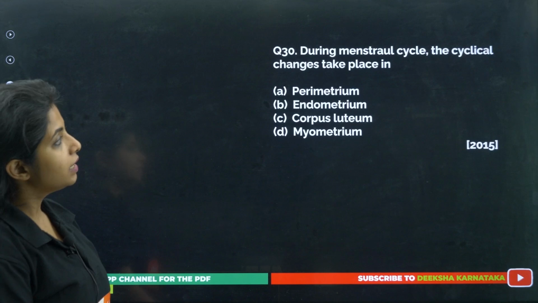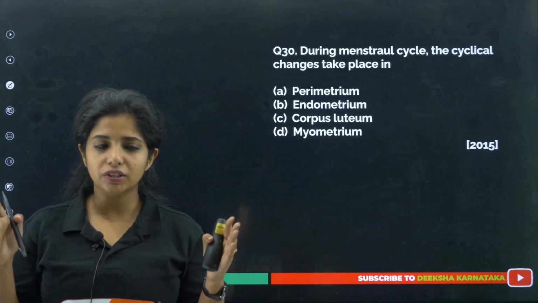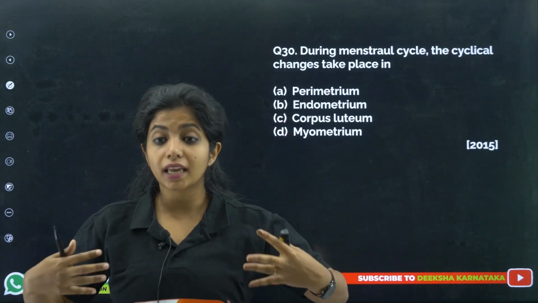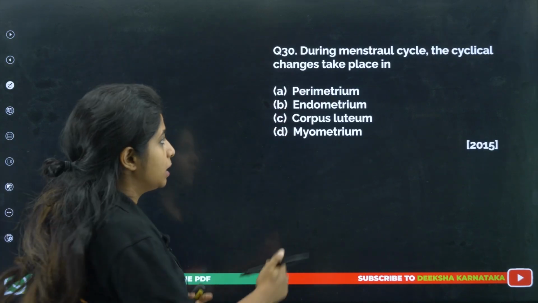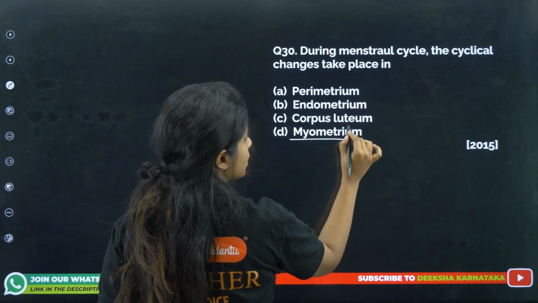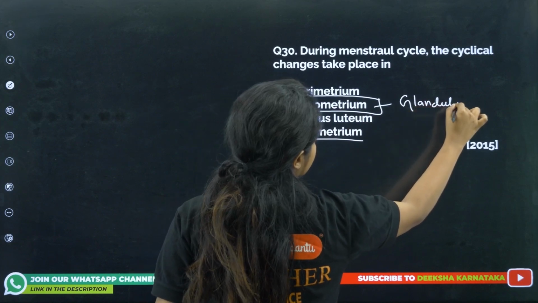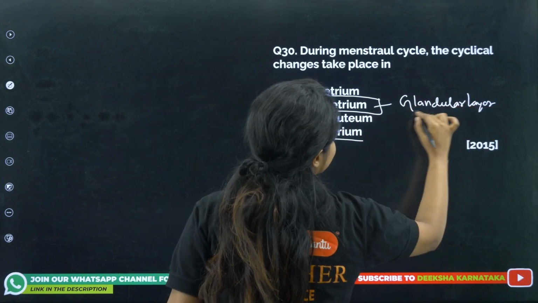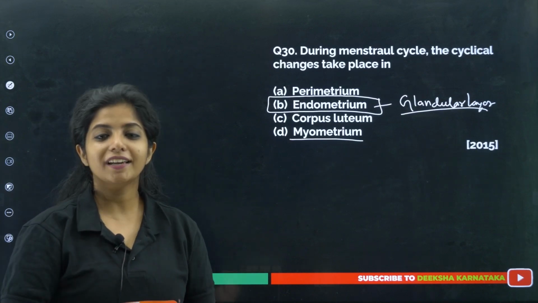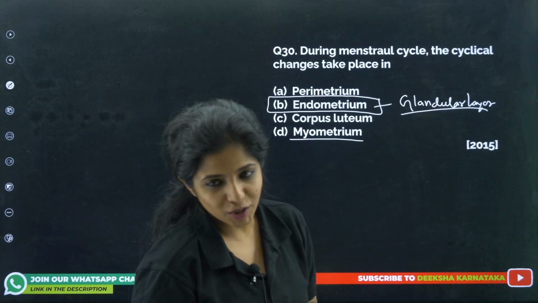Next and the last question. During the menstrual cycle, the cyclic changes take place in... During one cycle this layer will be formed, then the next layer will be formed. Which layer undergoes cyclic changes? Is it the perimetrium, the outermost layer? Is it the endometrium? Is it the corpus luteum? Is it the myometrium, the muscular layer? It will be the endometrium, the glandular layer. This will be undergoing cyclic changes. Once it is formed, then everything shuts down. Again it is formed, again it shuts down. So this is the cyclic change that you can find in the menstrual cycle.